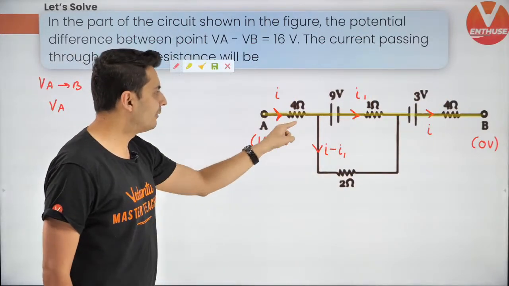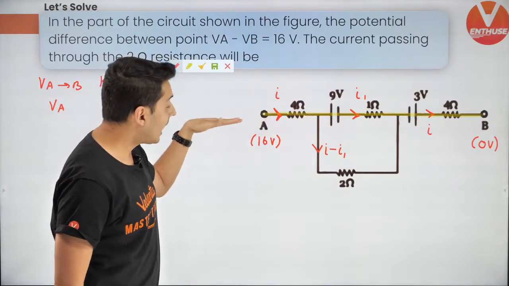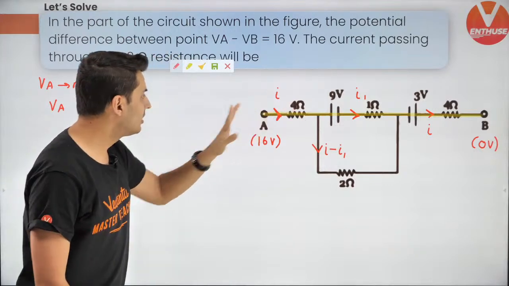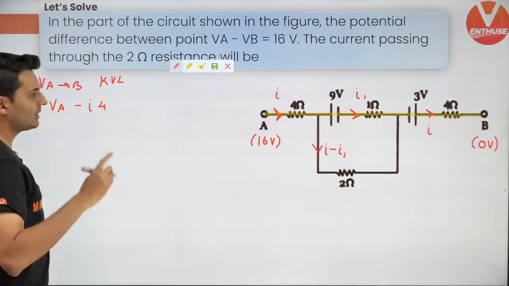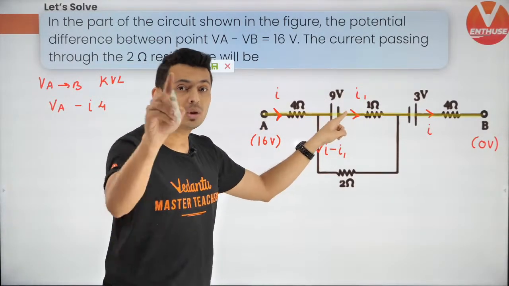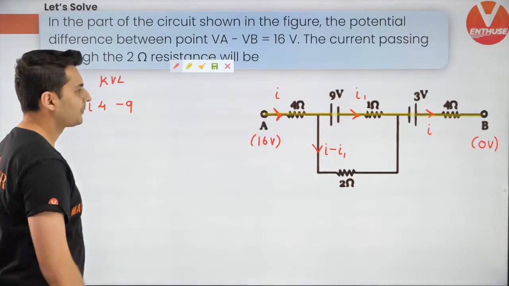So from A, the first thing is the resistor. So current is going like this, and I am also going like this. So current will make sure that the potential drops. So the drop will be minus I into 4. Okay, that's the first term. Now this is a battery. I'm going from positive to the negative terminal. So again there is a drop of minus 9 volts.